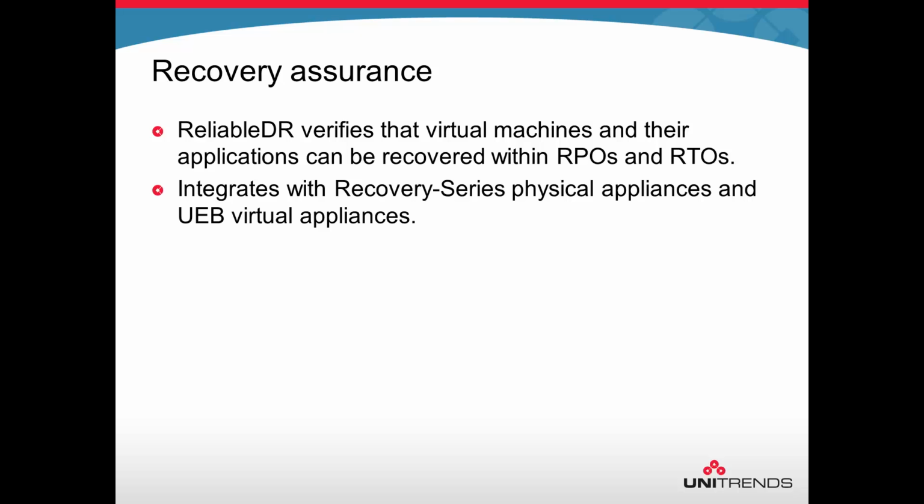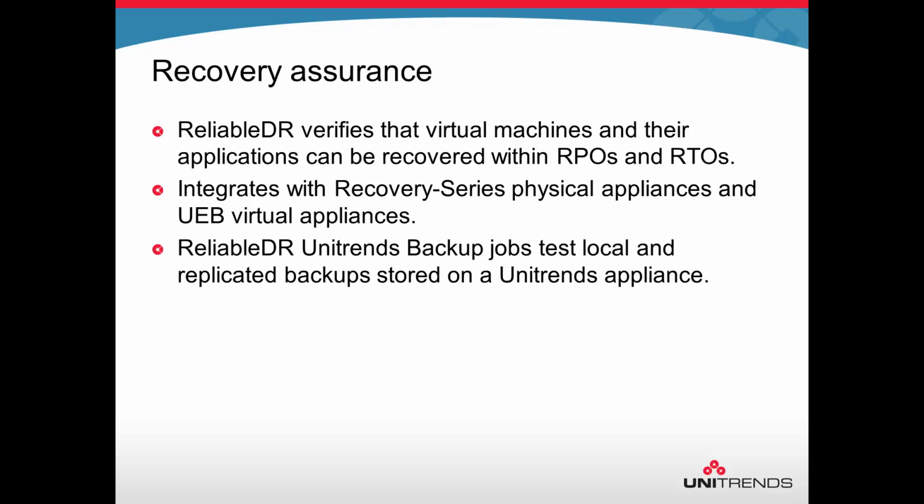It provides this assurance for Hyper-V virtual machines by working with Unitrends Recovery Series physical appliances and UEB virtual appliances. These appliances perform backups of your Hyper-V virtual machines, and if you're using replication, they can replicate these backups to an off-site location. ReliableDR integrates with these appliances for its Unitrends backup job type. These jobs test local and replicated backups stored on a Unitrends appliance. These tests verify that the backups can be used to recover virtual machines and their applications within your recovery point and recovery time objectives.